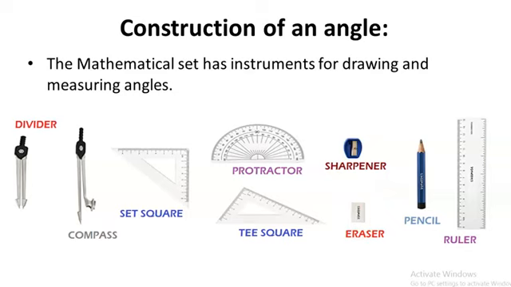These are some of the things that are needed in construction of an angle, but basically the more important materials are the protractor, the sharpener, the eraser, the ruler, the pencil, and the compass. Basically, these are the materials needed in construction of an angle. So let's take a look at this practically.